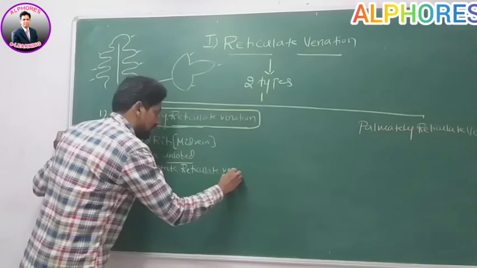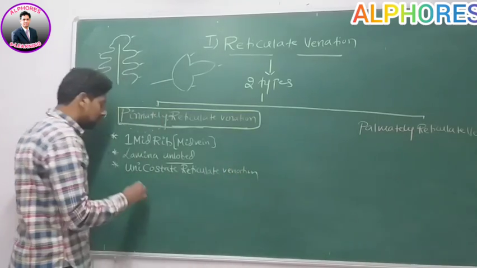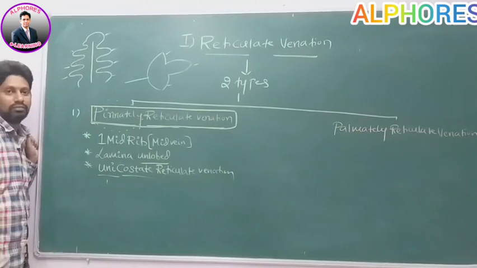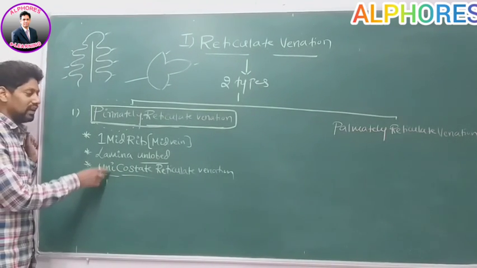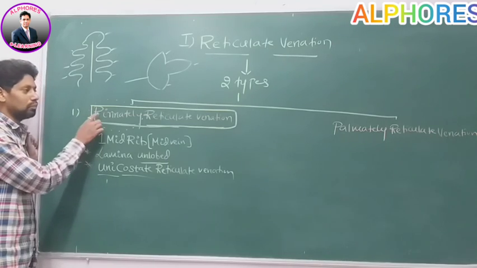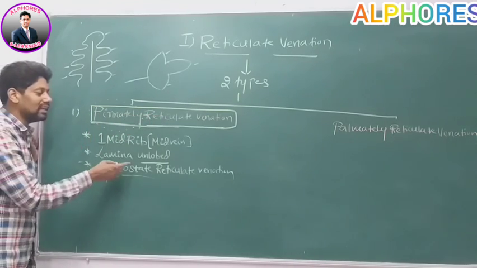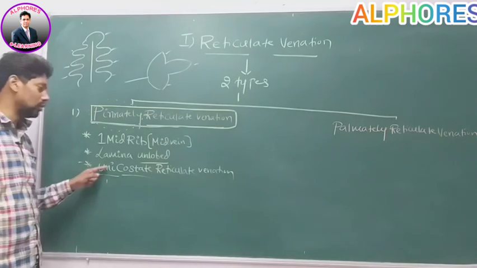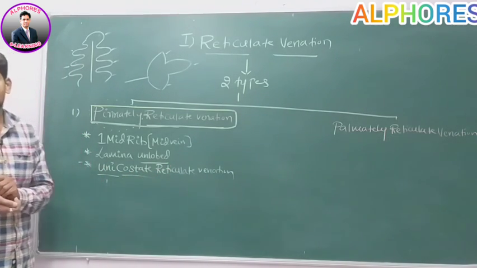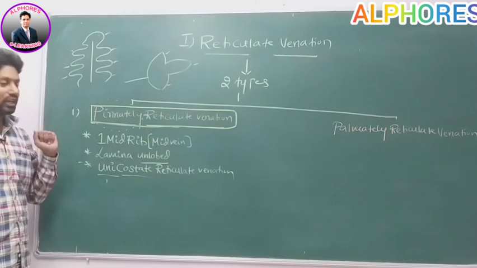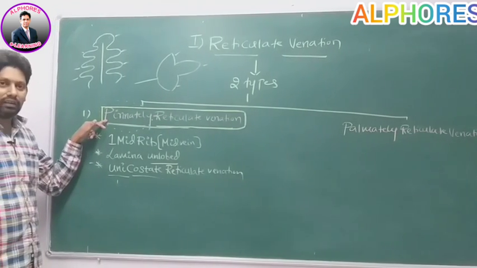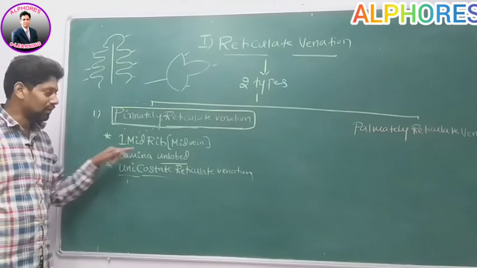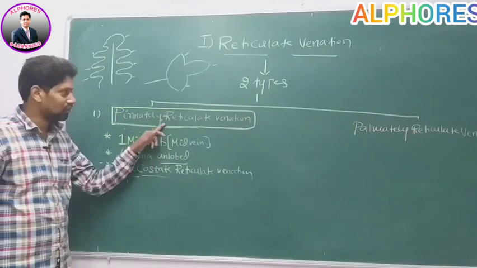Unicostate reticulate venation. Uni means one. Costa means vein, midvein. Having how many midveins? One midvein. So we are calling this pinnately reticulate venation a unicostate reticulate venation. Now listen here. In venation, wherever you get the word pinnately, two statements. Number one, one midrib is present. Number two, lamina is unlobed.